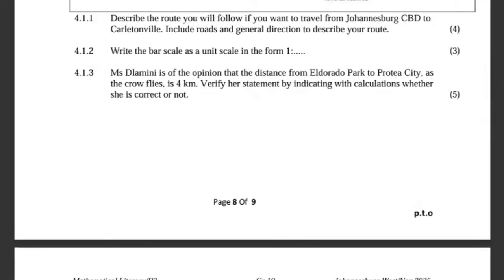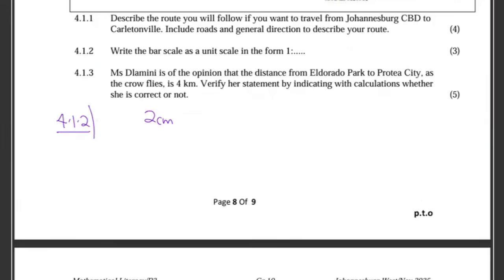you say, okay, they've told you 2 centimeters. Here I'm answering question number 1.2. 2 centimeters are equivalent to 1,000 meters. You need them to be both in the same unit. So the meters become centimeters, multiplied by 100. You end up having 100,000. So this is 2 now. 2 centimeters are equivalent to 100,000 centimeters.